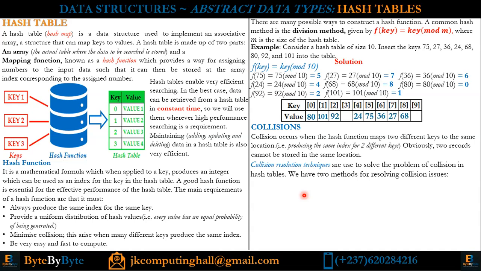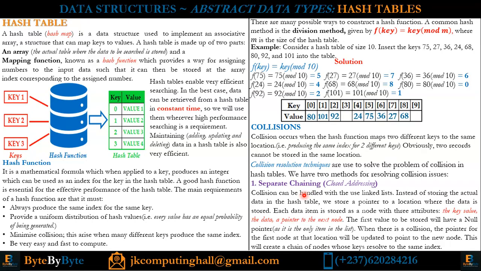Collision resolution techniques are used to solve the problem of collision in hash tables. We have two methods for resolving collision issues. Number one, we have the separate chaining, also known as closed addressing. Collision can be handled with the use of linked list. Again, we are coming back to linked list. Let me ask this question: is linked list static or dynamic? If you say dynamic, then you are right.